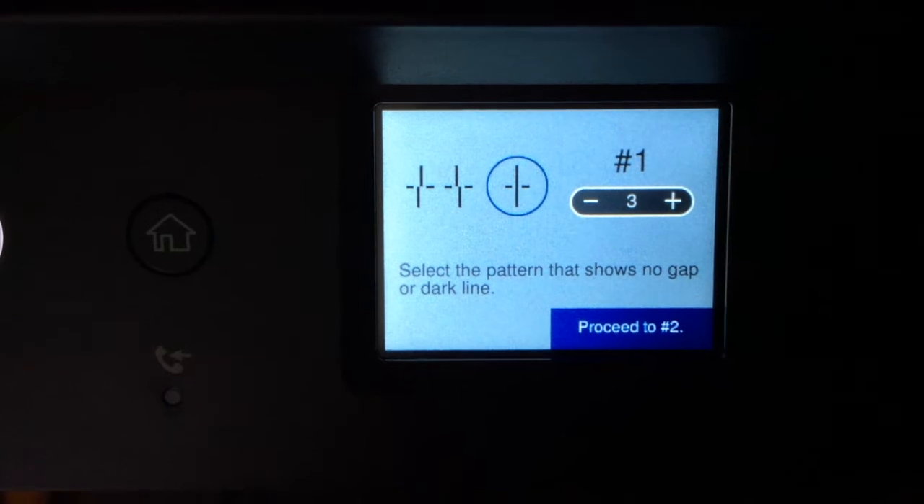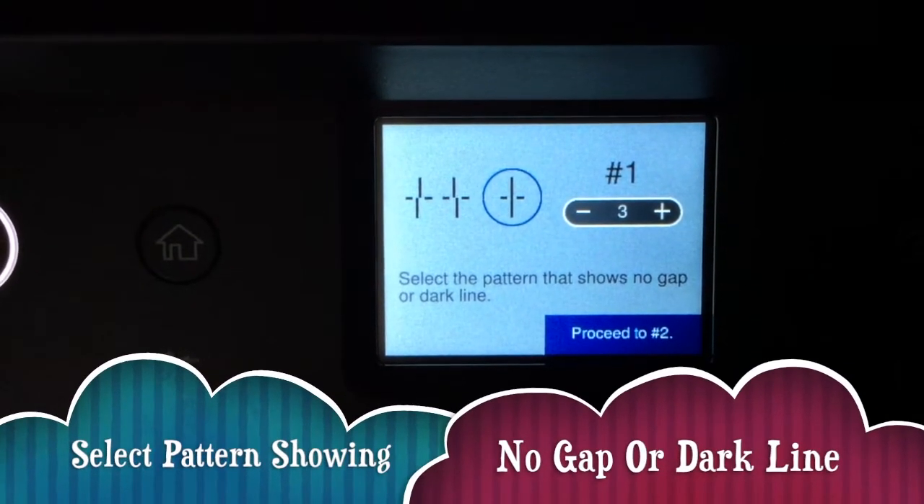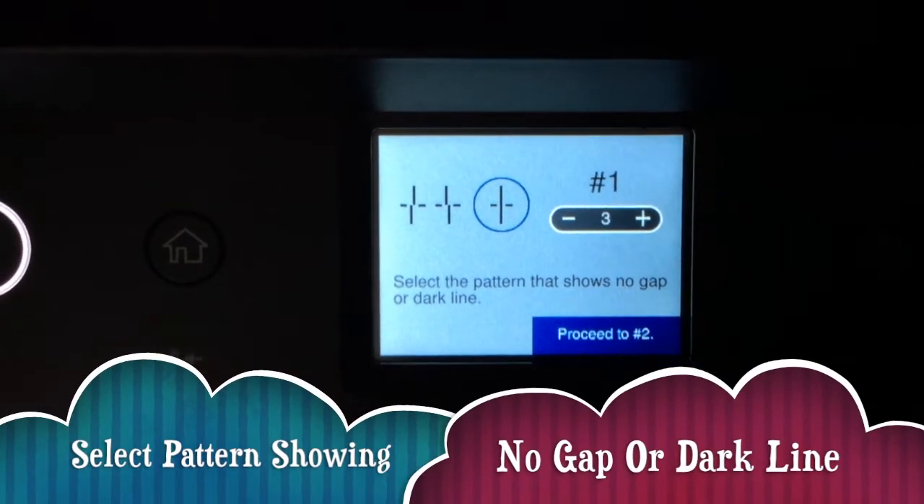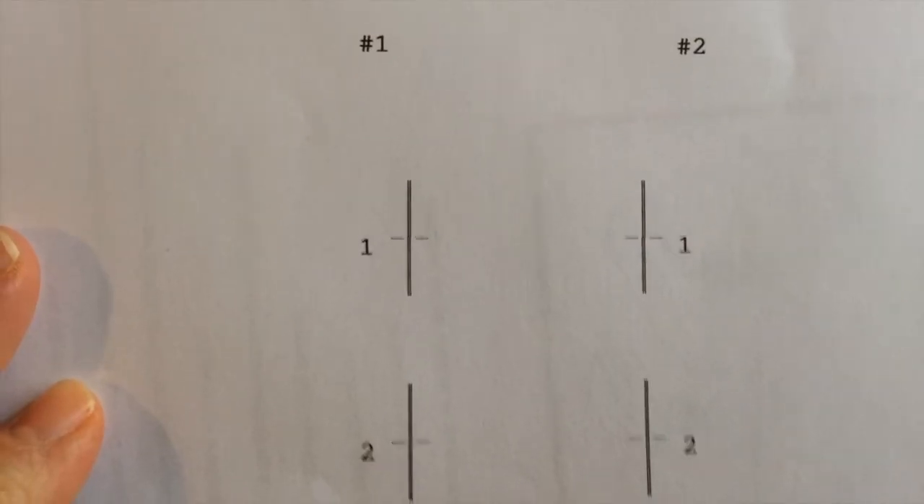So now it's asking me to select the pattern that shows no gap or dark lines for alignment. So this is what I printed out. And to be honest, they've all got dark lines. Do you know what I mean? So I don't really know what it's implying by that. The number one's clearly got a little bit of a gap.